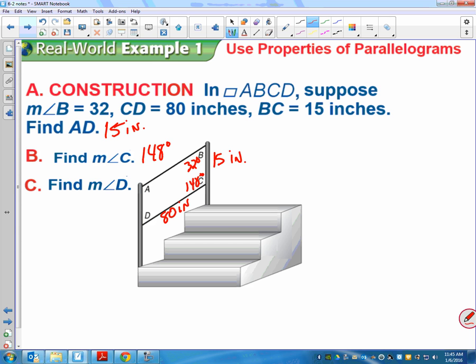Alan? Is this opposite angles? You could add them all up and you can do all that work. Right? That's not so bad, right? We heart parallelograms.